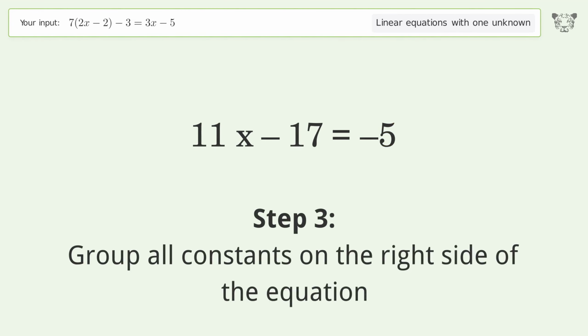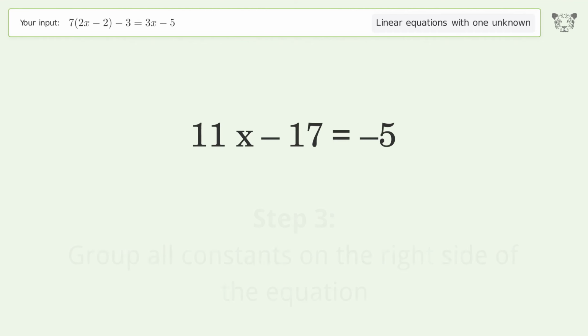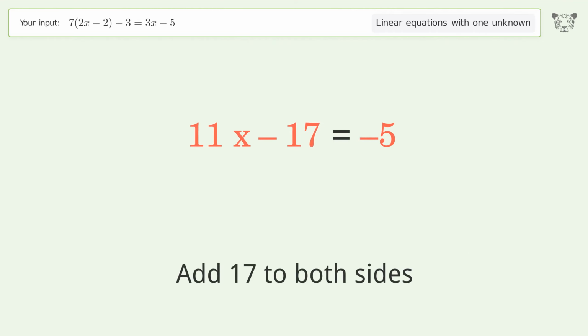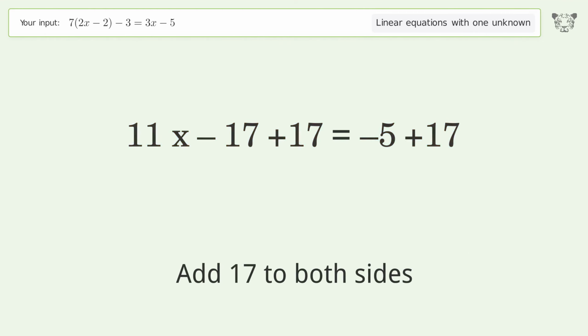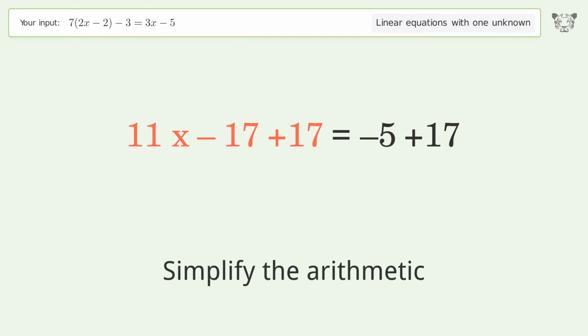Group all constants on the right side of the equation. Add 17 to both sides. Simplify the arithmetic.